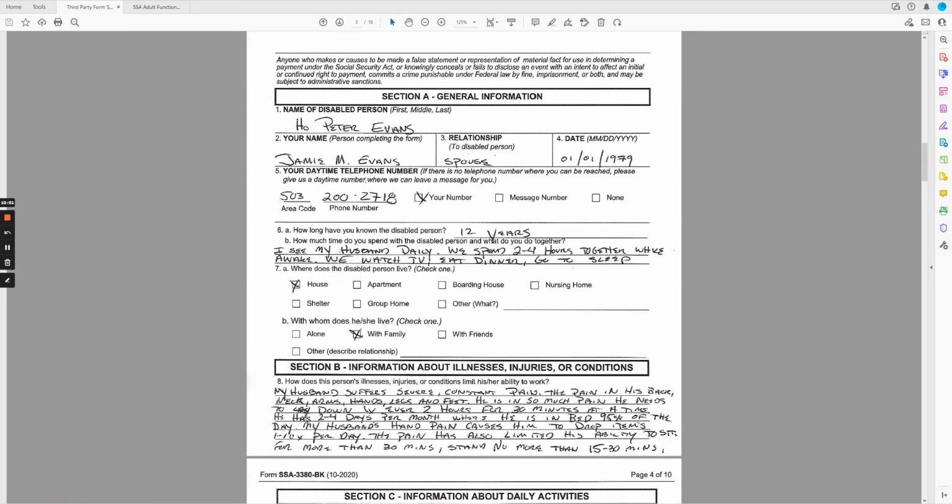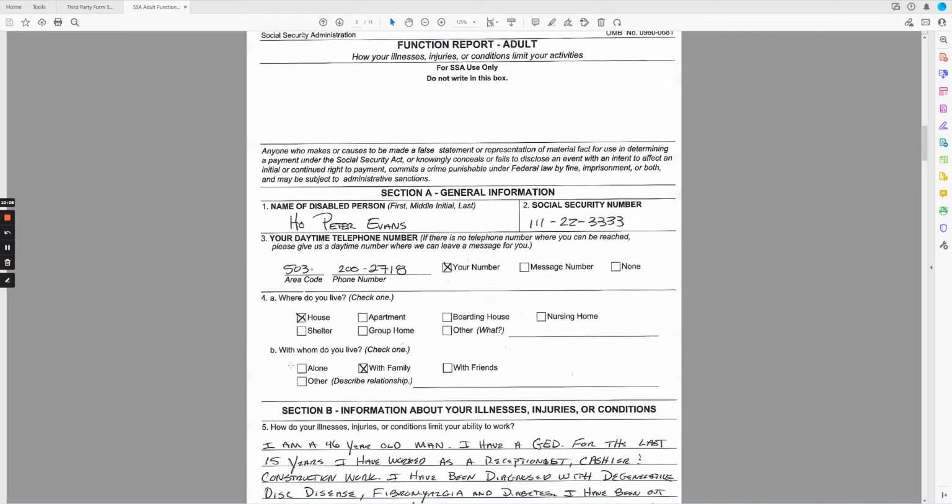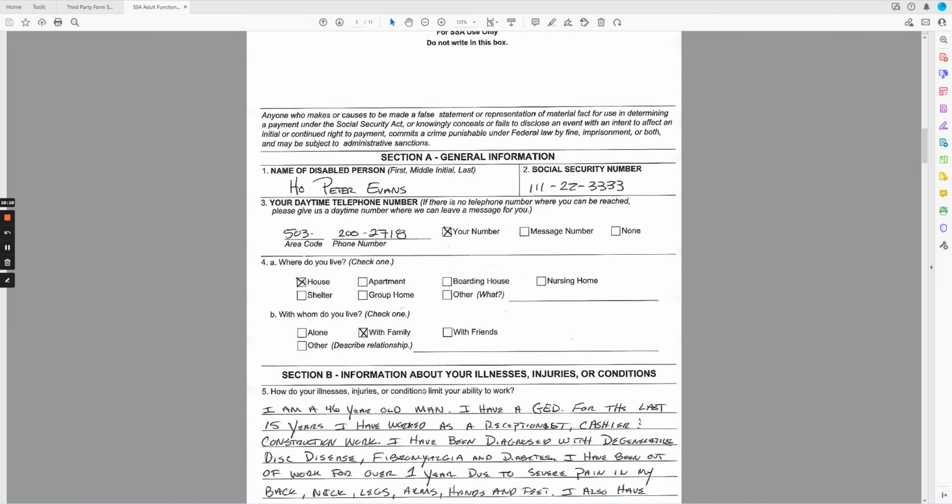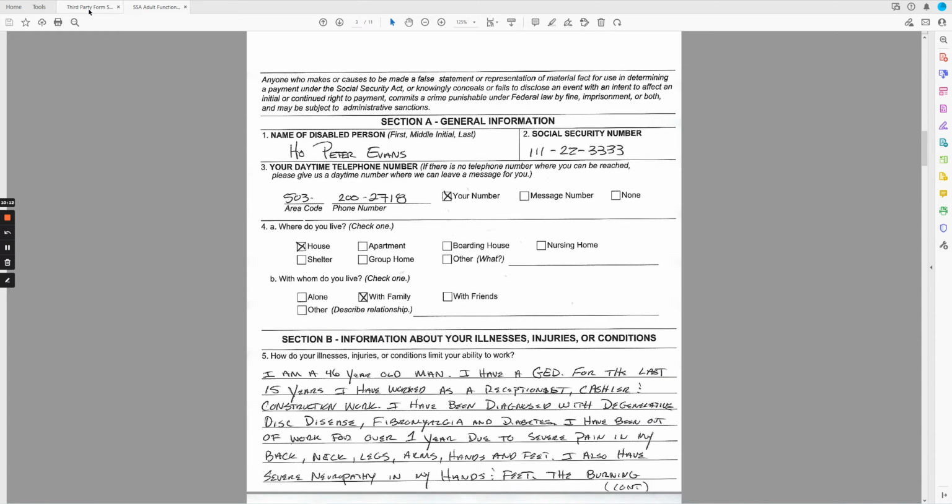I check marked here. We're pretending this is my wife, and so she check marked with family, and then over here, with whom do you live? With family.